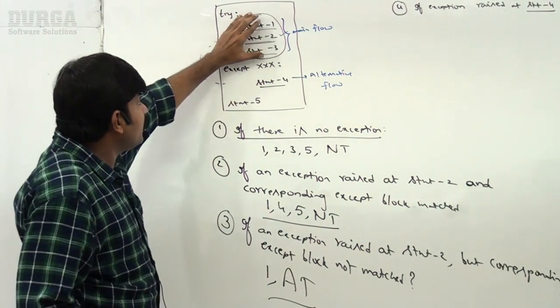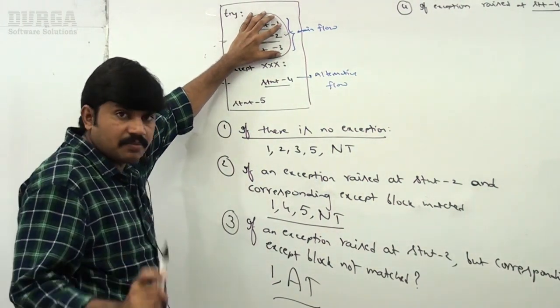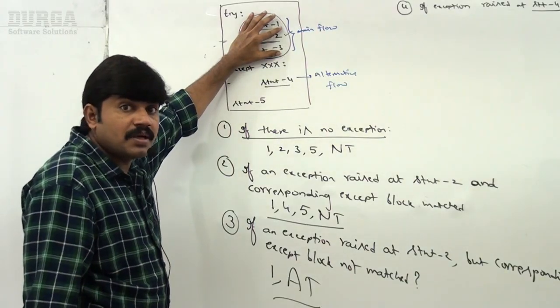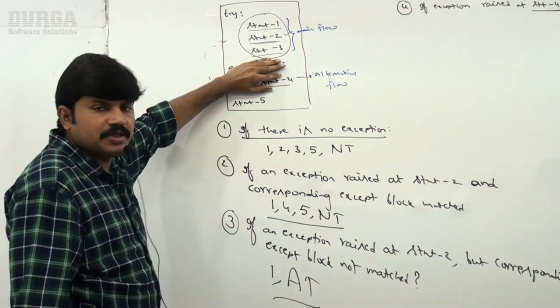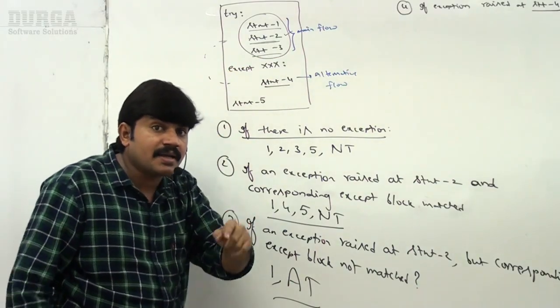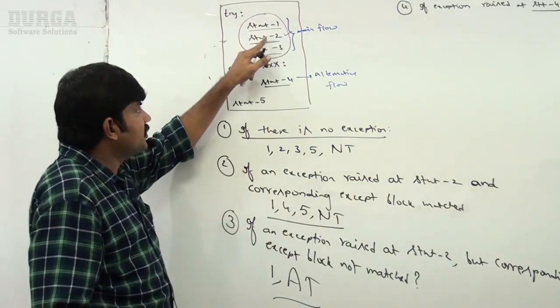If an exception is raised in the try block, compulsorily, who is responsible to handle it? The except block is responsible. The except block acts as a guard, a security person, to the try statements.